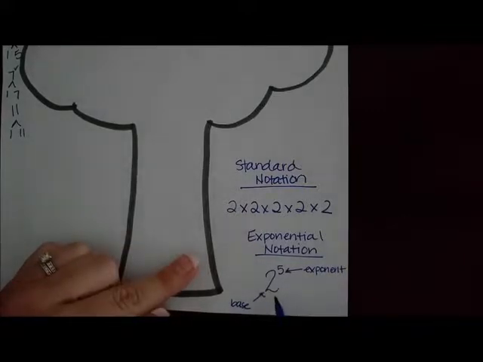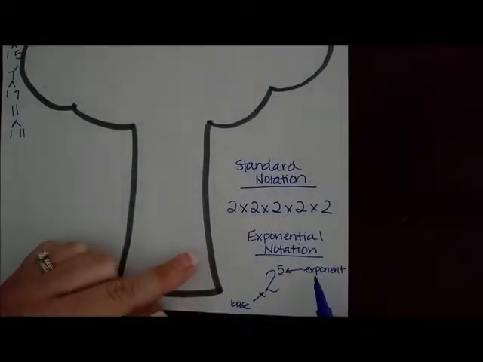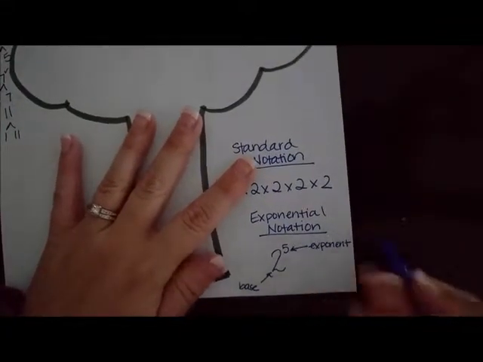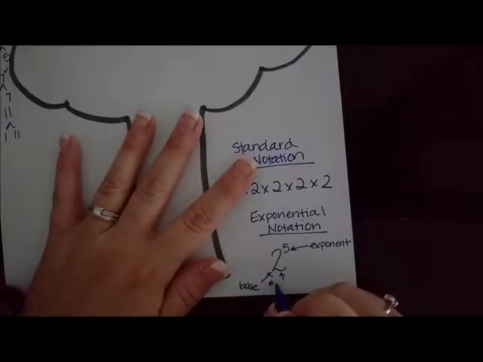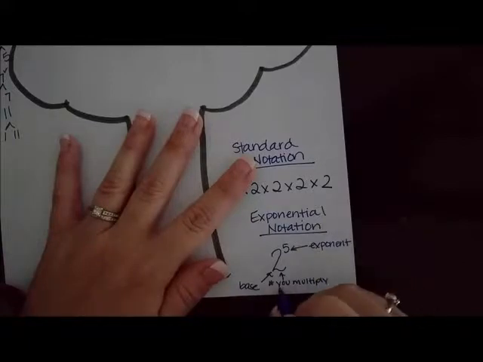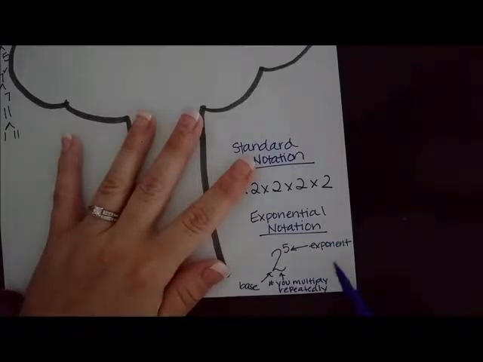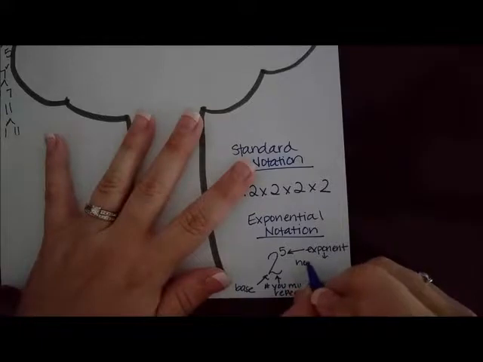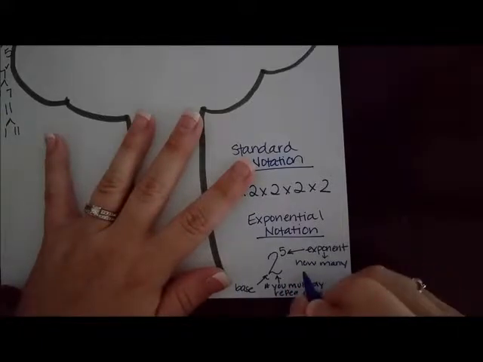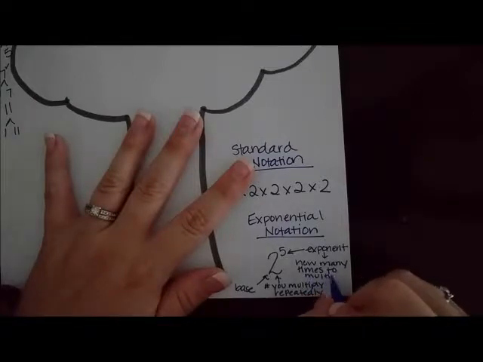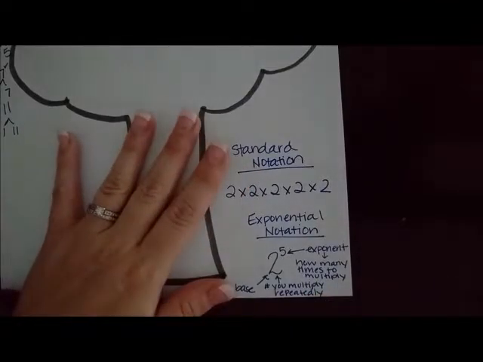So my base is my big number. My little number is called my exponent. The base is the number I multiply repeatedly. The exponent tells me how many times to multiply.